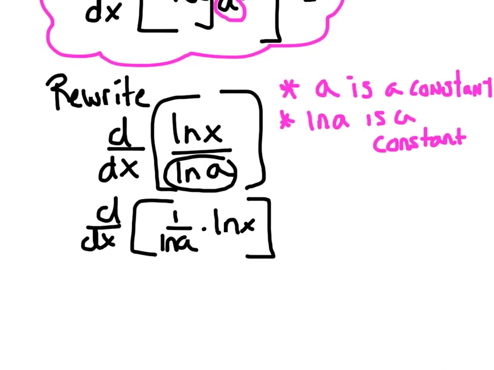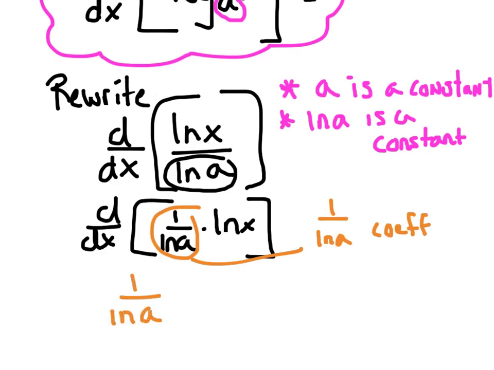Okay, now 1 over the ln of a is a constant, so I just want to be clear, that just comes along for the ride. That's my coefficient. So I actually get 1 over the ln of a times the derivative of the ln of x, so times 1 over x. And ladies and gentlemen, that is my final answer.